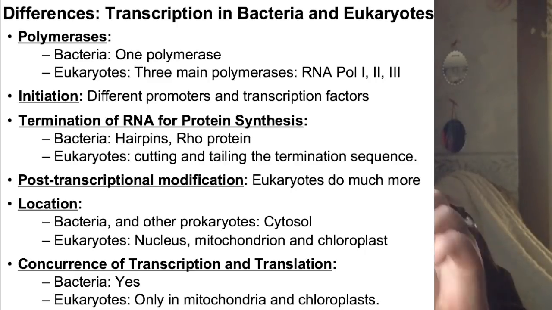That's different in eukaryotes. In eukaryotes, our genomic DNA is in the nucleus. And so we can synthesize messenger RNA, for instance, but then that transcript has to be exported out of the nucleus and into the cytosol for translation.